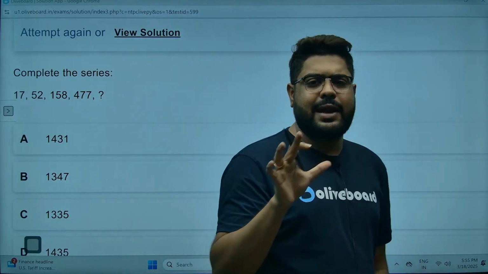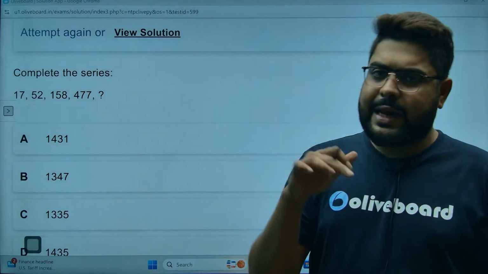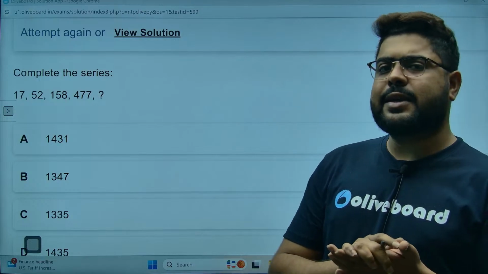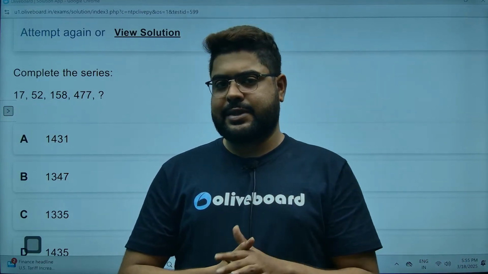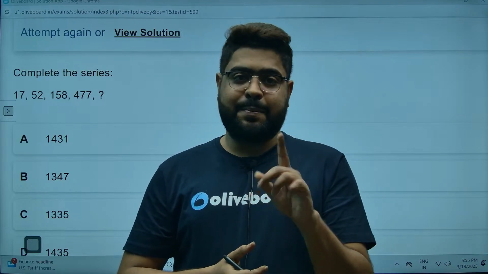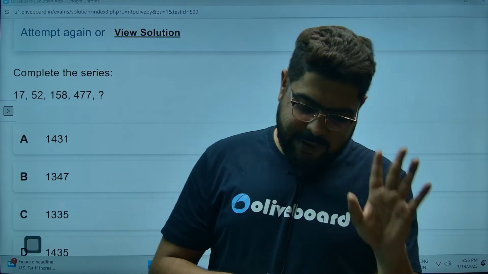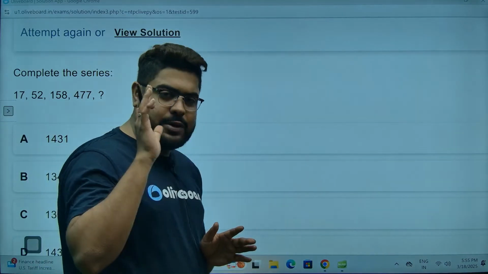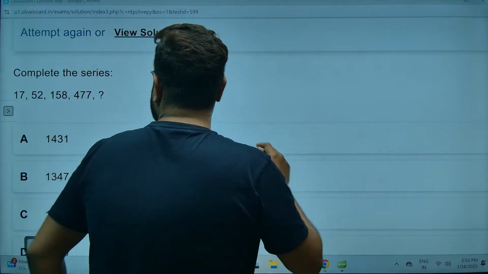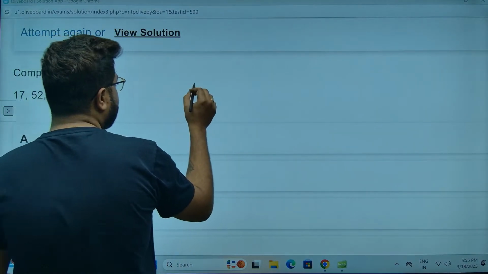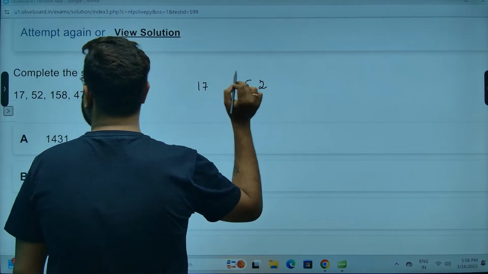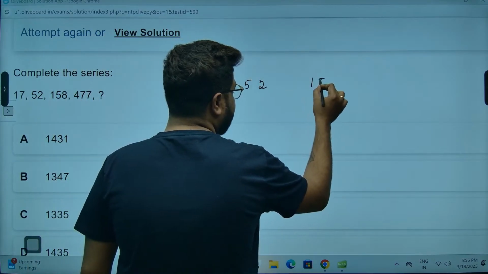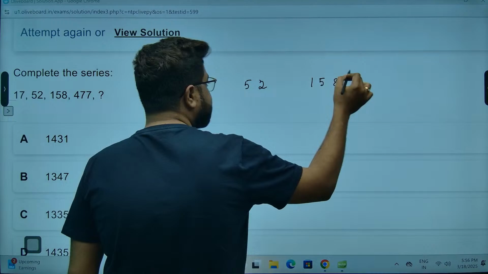I have a very big thumb rule. If the next term is increasing by more than double, more often than not, it's a multiplication based series. Okay, this is just a tip, not a rule. Please understand, there will be exceptions. There are most definitely exceptions. Sir, 17 to 52. How to do that, sir? 17, 52, I'm writing the numbers. 158, 477.